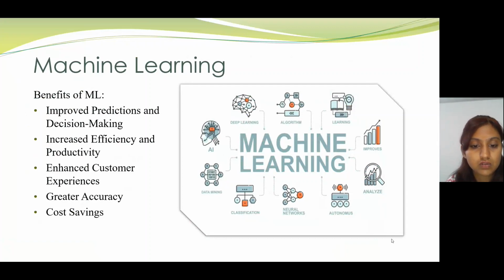mining, and AI. Some of the benefits are improved predictions and decision making, such that algorithms can predict outcomes based on the historical data and the patterns that we give, making it easier to make informed decisions. It also gives increased efficiency and productivity, where ML automates or analyzes routine tasks, saving time and effort and improving overall productivity.